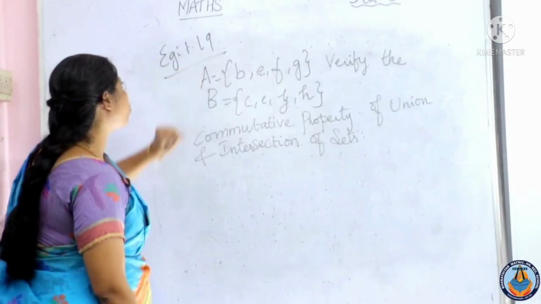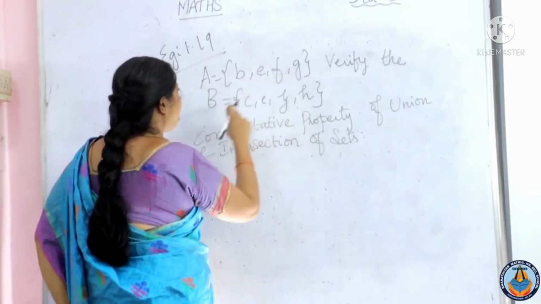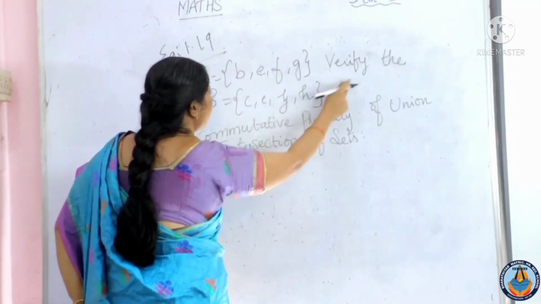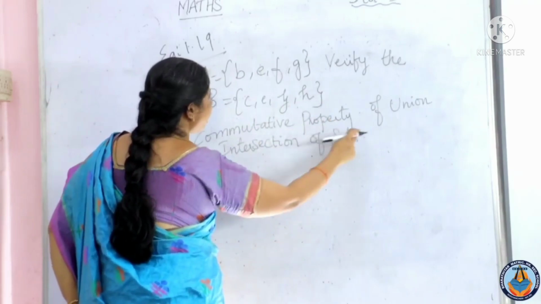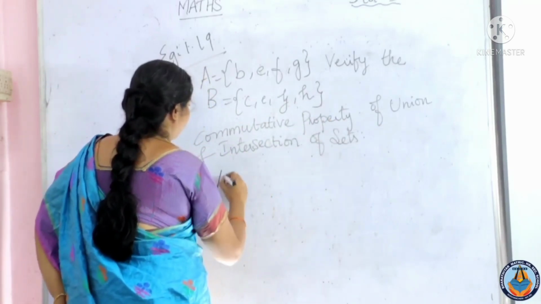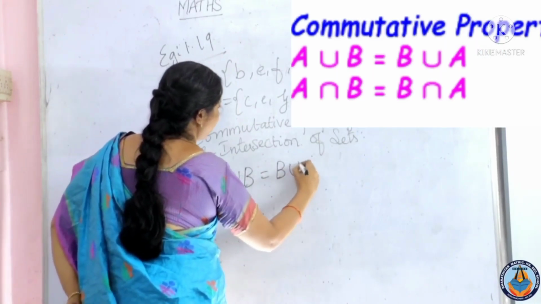Example 1.19, A is equal to B, E, F, G and B is equal to C, E, G, H. Verify the commutative property of union and intersections of sets. A union B is equal to B union A.